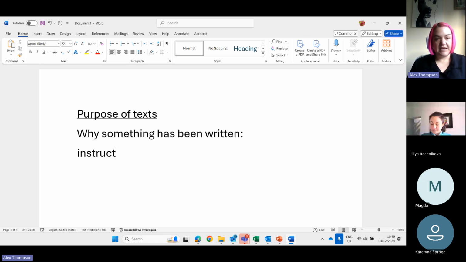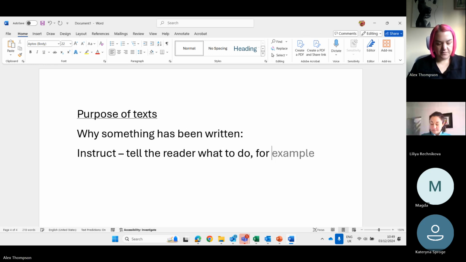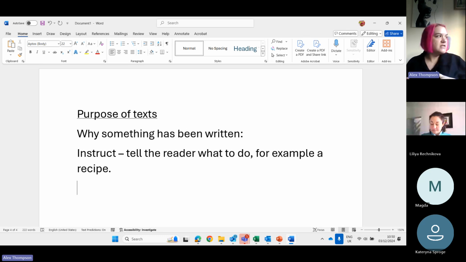It could be to give some instructions, a text to instruct, to tell the reader what to do. Examples, a recipe. A recipe tells you what to do. It doesn't have emotion. It doesn't have a huge amount of detail. It just gives you everything you need to be able to do something properly.